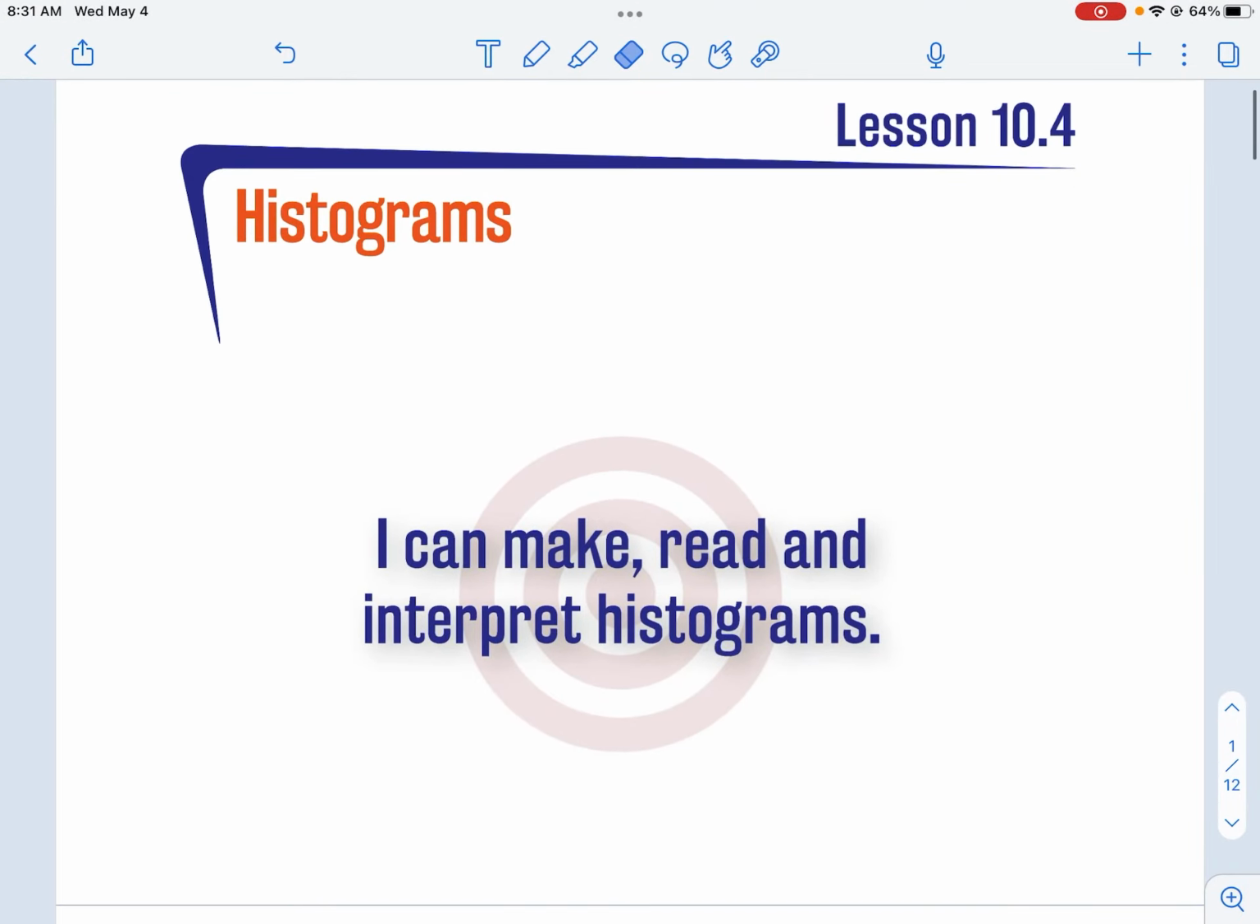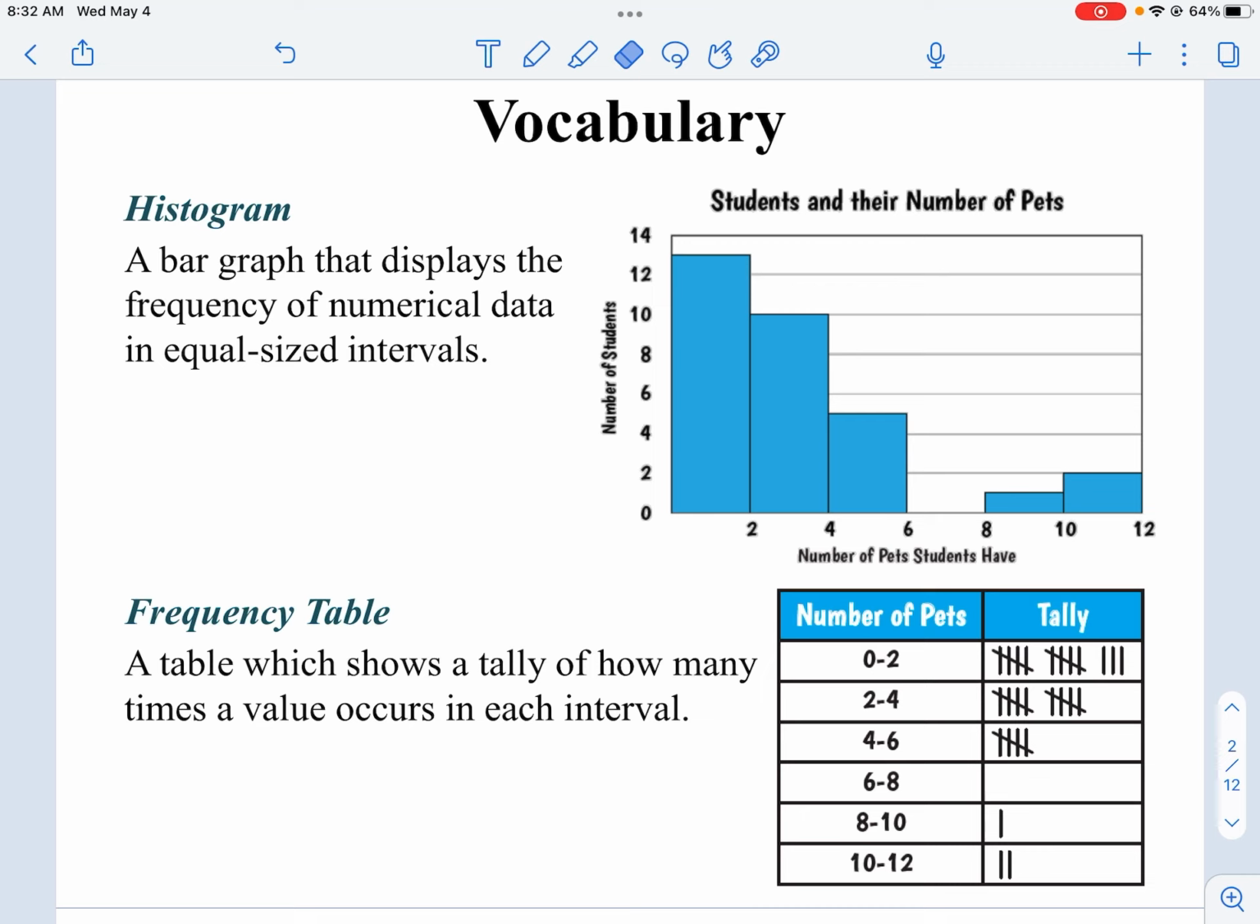Today we are going to be learning about histograms, which is a type of graph. By the end of class, you should be able to make, read, and interpret histograms. A histogram is a bar graph that displays the frequency of numerical data in equal-sized intervals.